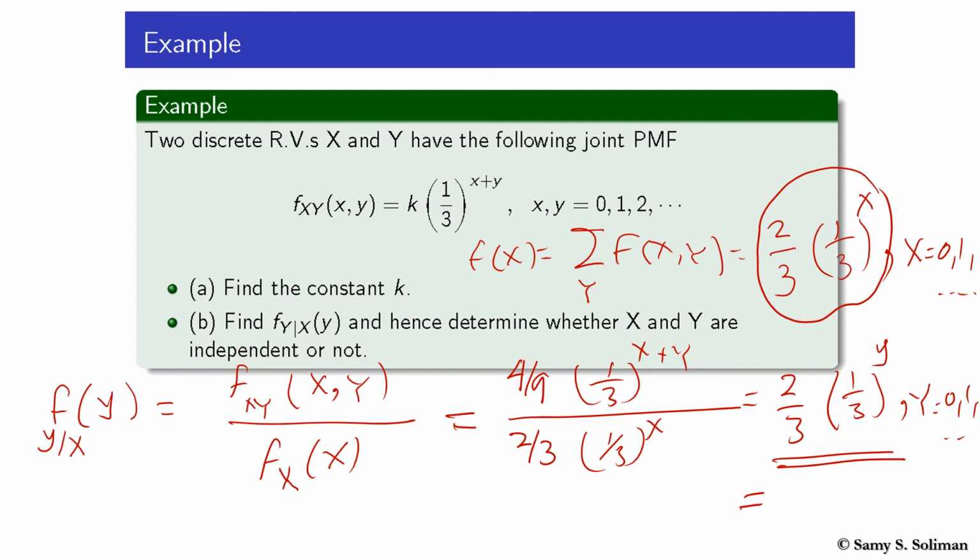So after you do this, you can conclude that this is equal to f of y, the marginal distribution of y, and it is equal to the conditional distribution. Again, this is the original definition, or the original way we think of independence. Since the knowledge of x did not change the distribution of the values of y, that means that x and y are independent. So in this example, we can conclude that x and y are independent.